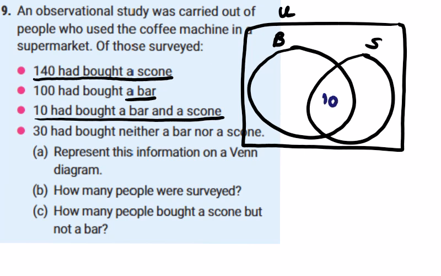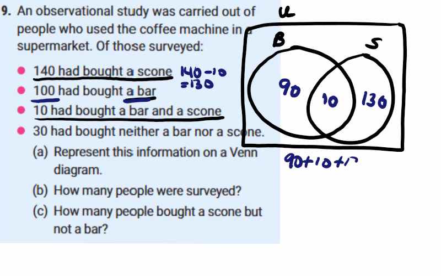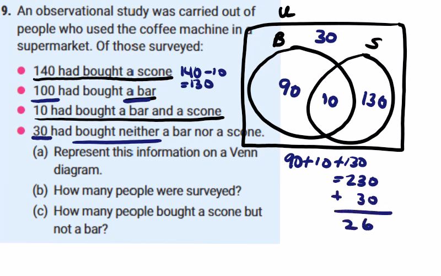So 10 here means that 140 minus 10 is 130, which is a scone. So 130 and 10 is 140, you can see. And 100 bought a bar, you can see that's 90. You should be able to see it's 90. 100 minus 10. So we have 100, 90 plus 10 is 100, plus 130 is 230. And the total amount of people, we're given another figure here, 30 bought neither. So we're going to add on 30. And that's the total survey will be 260.